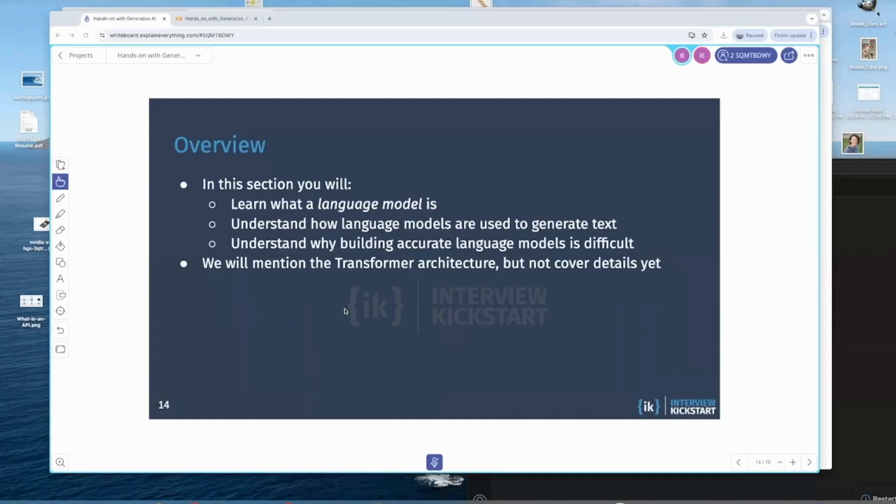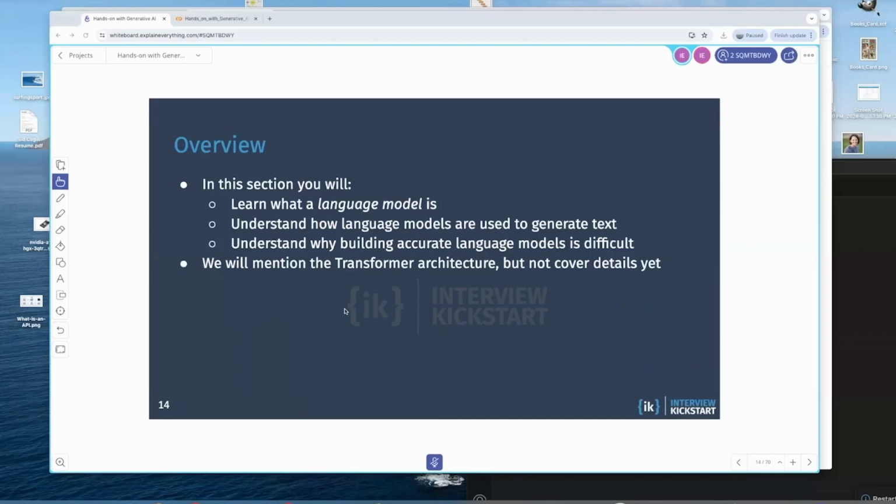Okay, so we hear a lot about large language models right now. I mean, all of the hype about things like ChatGPT and Claude and so on. These are large language models. A language model is a more general concept. Language models have been around for a long time, well before the current craze on large language models.